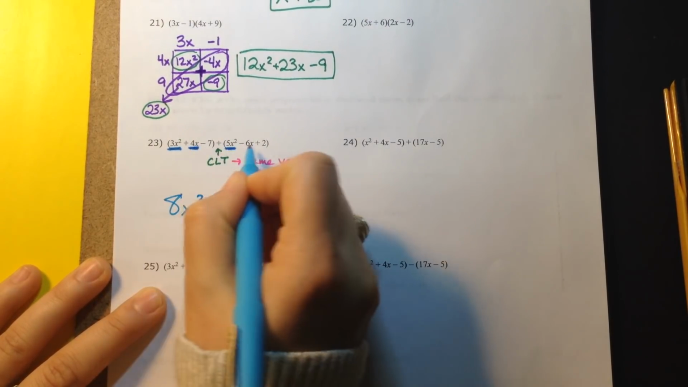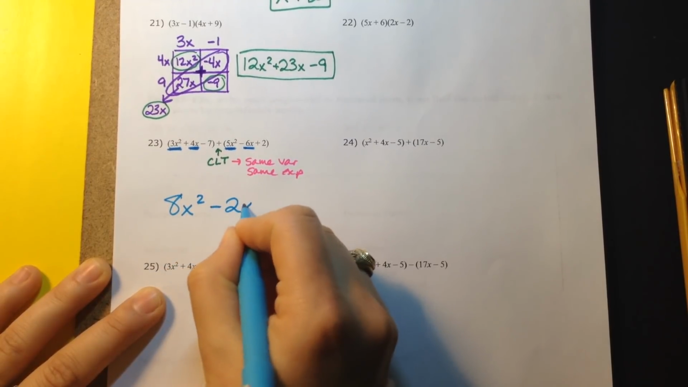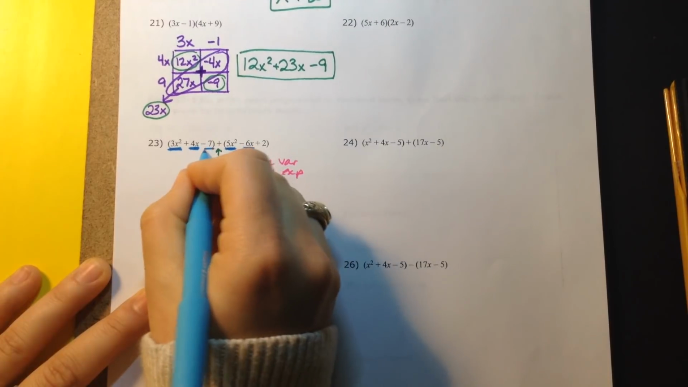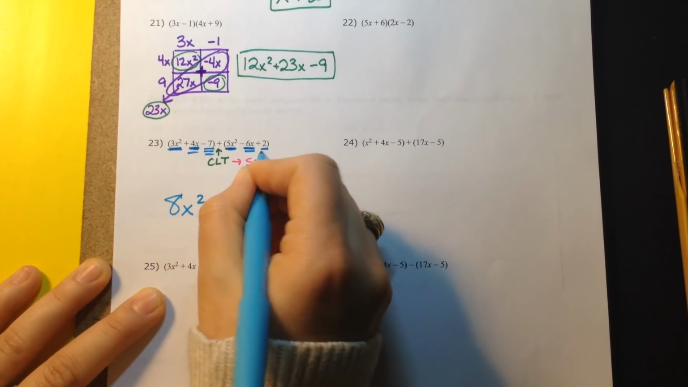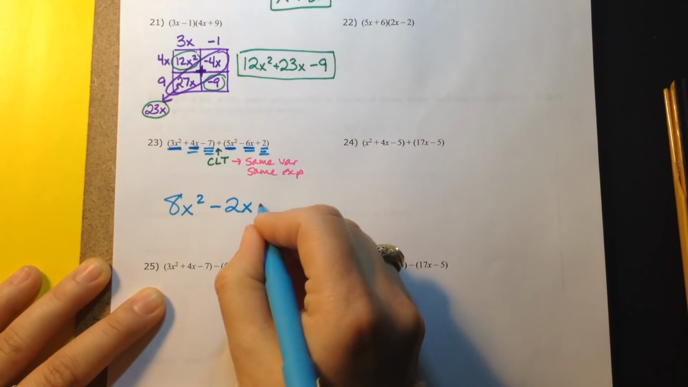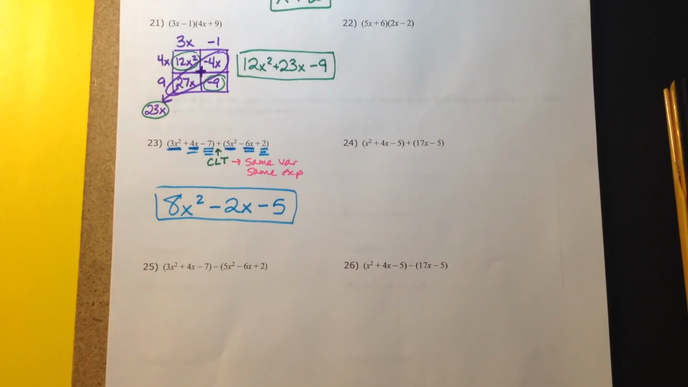We've got an x. Oh, look, here's another x. 4 minus 6 is -2x. Don't change anything about the variable or the power. Then I have my constants. -7 plus 2 is a -5. And voila, I'm done. Simple as that.